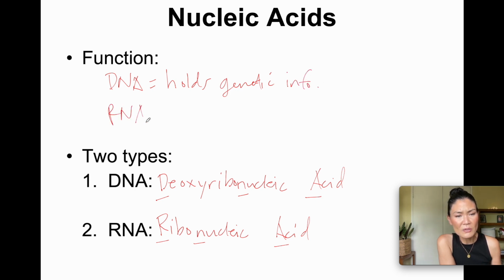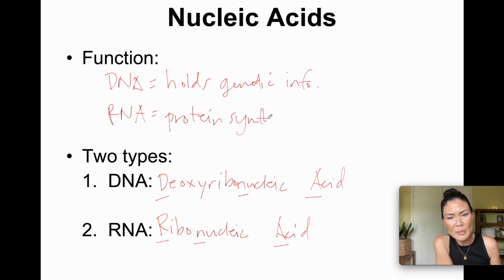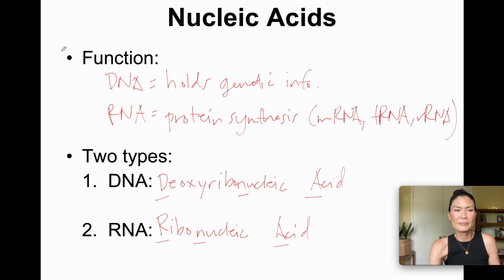What does RNA do? RNA has so many jobs, okay? RNA is like the busybody nucleic acid, whereas DNA just kind of sits in the nucleus. RNA plays a really big part in protein synthesis. We'll talk about the different kinds of RNA, so maybe I'll just write a few examples: mRNA, tRNA, rRNA, they all play a big role in protein synthesis, okay?